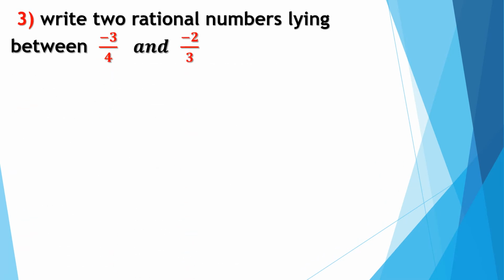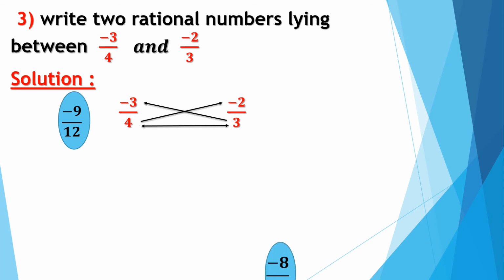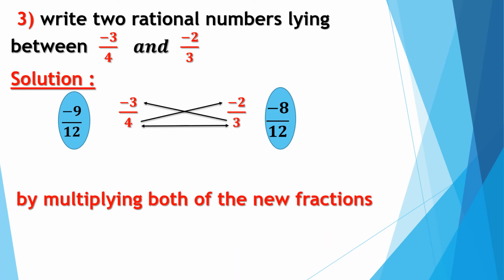Write two rational numbers lying between negative 3 over 4 and negative 2 over 3. By the same way, we can do it by cross multiplication, like we said before. Yes, in the denominator we have 4 and 3, so the common is 12. 3 times negative 3 is negative 9. Yes, on the other side the second number is negative 8 over 12.